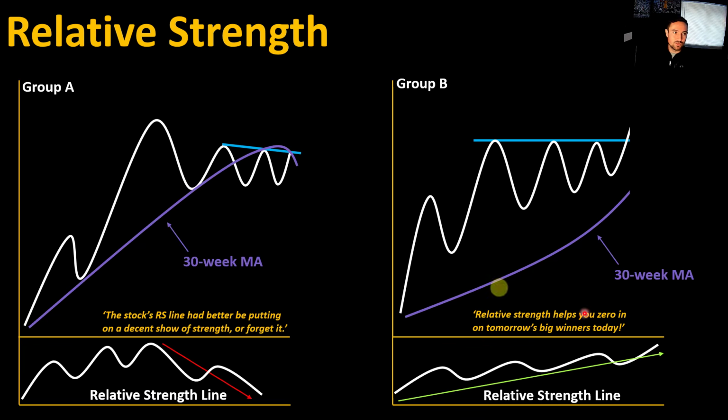A few more examples. So relative strength. Which group do you want to be involved in? You've got Group A here and you've got Group B here. Which group do you want to be involved in? So the stock's RS line had better be putting on a decent show of relative strength or forget it. You could think of that as both the stock and also the group as well. So you want leading groups and leading stocks.